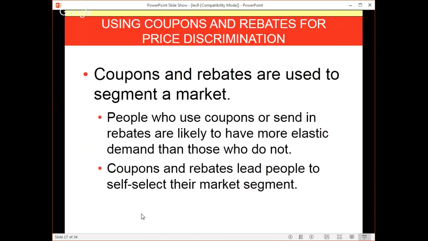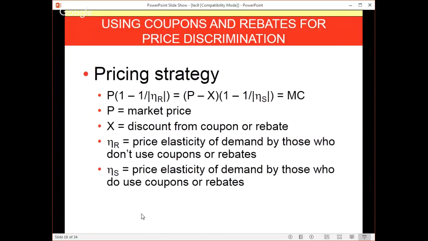Okay. So in this case, I use basically the same formula we had before, but instead of PI and PJ, I have P and P minus X. The person with a more inelastic demand pays P. So P minus 1 over the absolute value of the elasticity equals P minus X times 1 minus 1 over the absolute value of the elasticity for group S. And this is for group R, where X is the discount for the coupon.